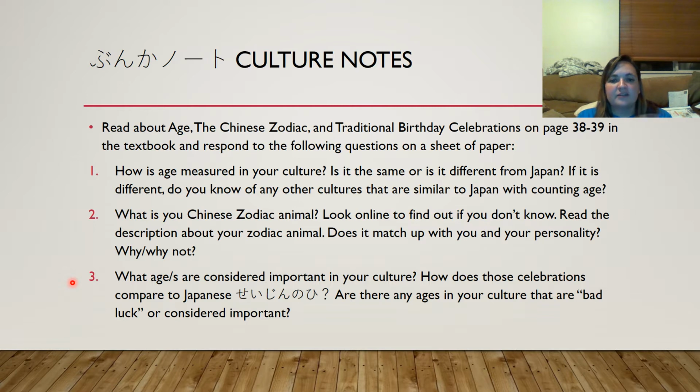And then, are there any other ages in your culture that are bad luck or considered important? What ages are milestones? Do you have any that you've thought about? Are there any that are bad luck? Let me know about those, okay? And that's all you have to do. Just respond to those different questions on a sheet of paper. That's one of your assignments you'll be turning in. Of course, also with your activity worksheet, okay?